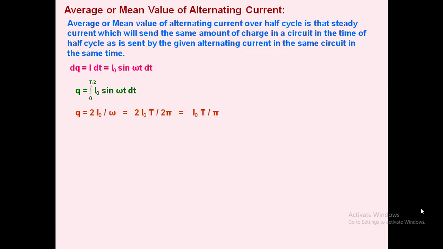So the total expression you are going to have is q equal to 2 I0 by omega, which is also equal to, if you write omega as 2 pi by T, then the expression changes as 2 I0 T by 2 pi. The 2 gets cancelled, so q equals I0 T by pi.